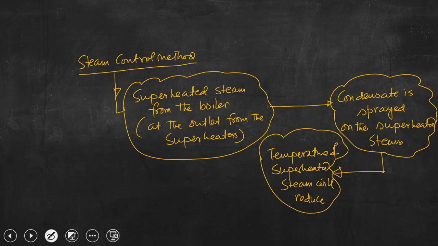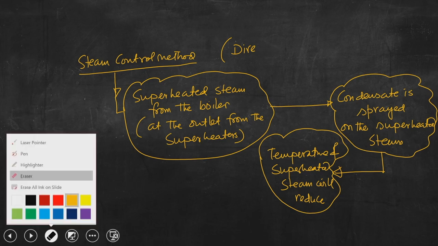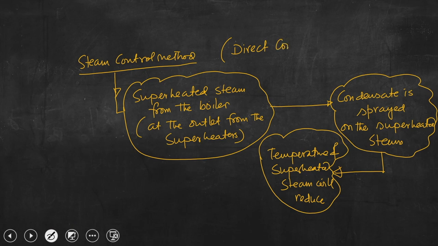What we can understand from this block diagram? So, this is the method which is known as direct method. This is direct contact type, right? Since it is the direct contact type, that means condensate is sprayed directly to the superheated steam and it reduces the temperature. The sole objective is to get the steam temperature which will be now taken to the turbine and the turbine blade can safely withstand that temperature.